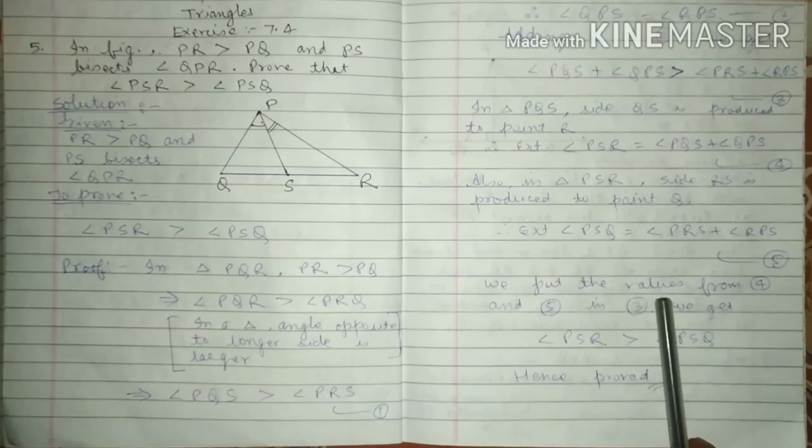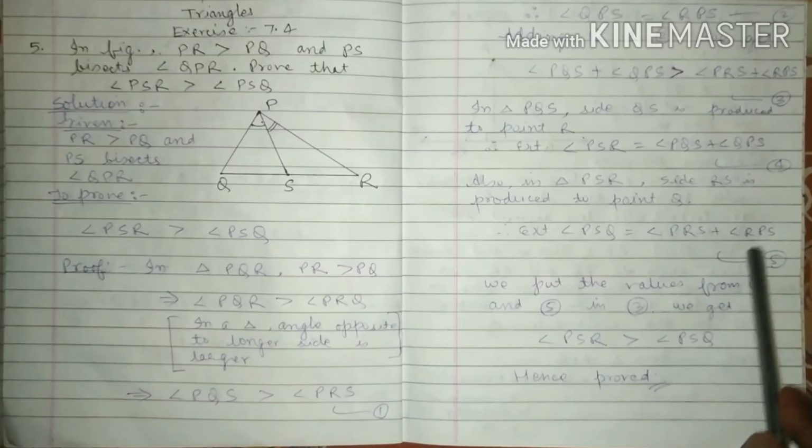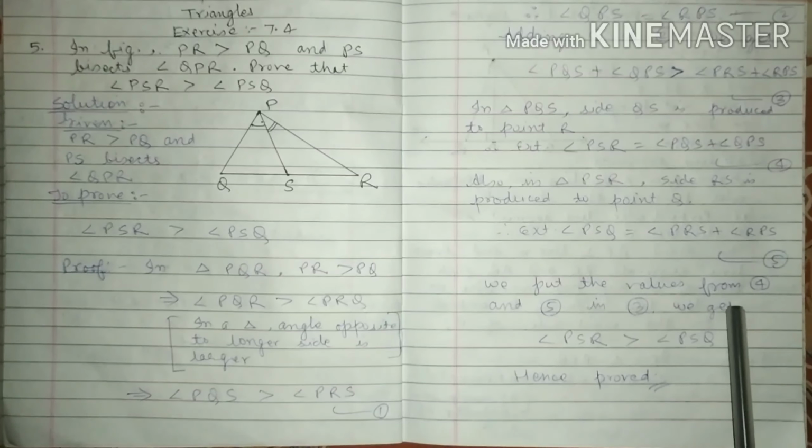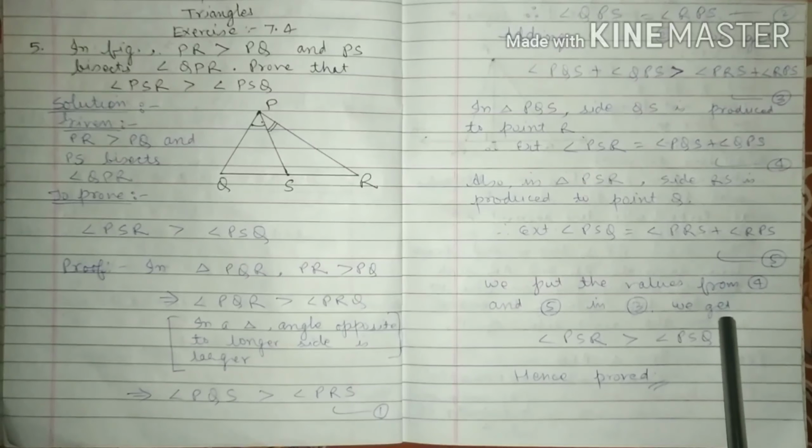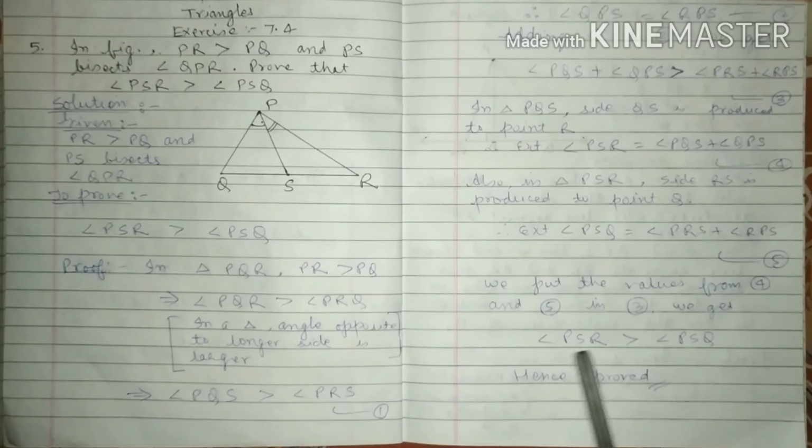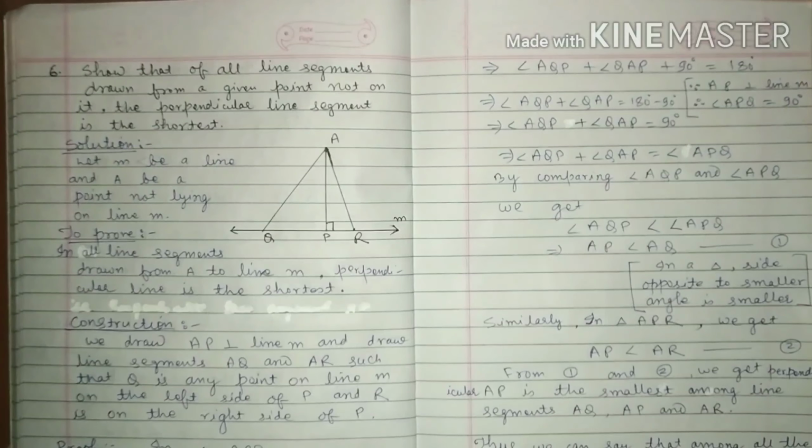We put the values from 4 and 5 in 3, we get angle PSR is greater than angle PSQ, hence proved. This is the solution of question number 5.